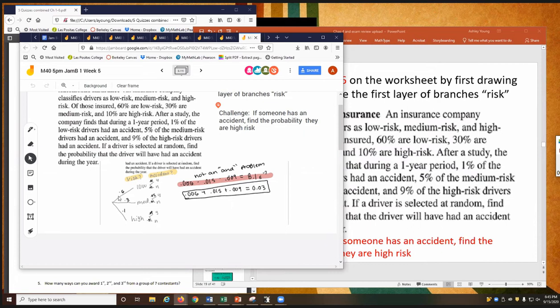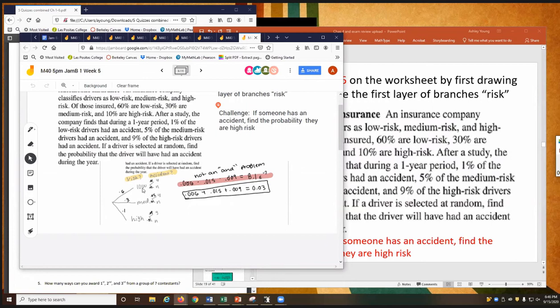But here are your options: low, medium, high. Those are destinations, right? The probability of getting there is what I want on the branches, just like this. Low, 0.6 chance. Medium, 0.3 chance. High, 0.1 chance. Then, if I'm here at low, I can go yes or no for the accident. So 0.01 chance of yes, 0.99 chance of no. Right, so this is beautiful, just like that.